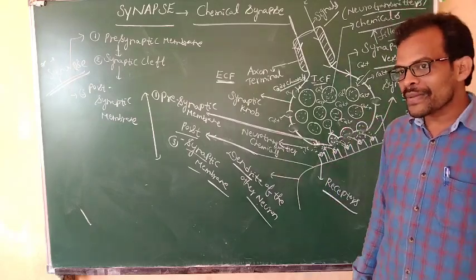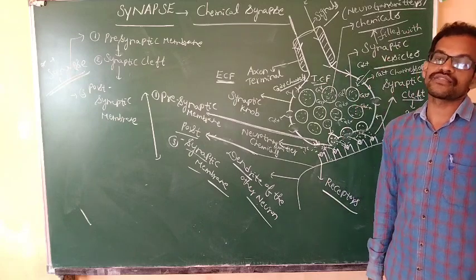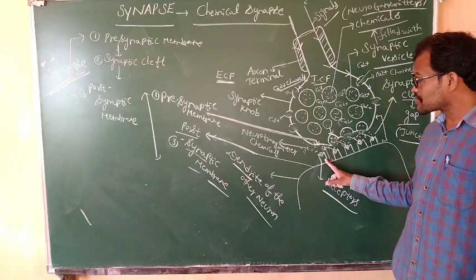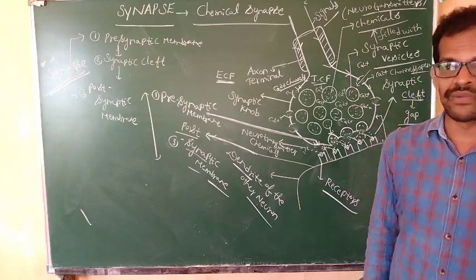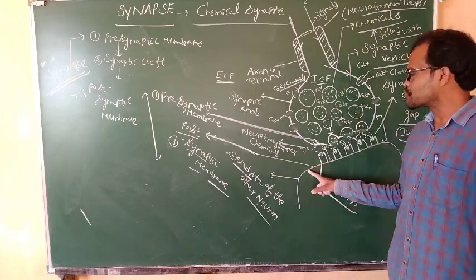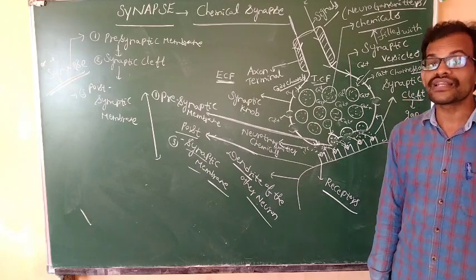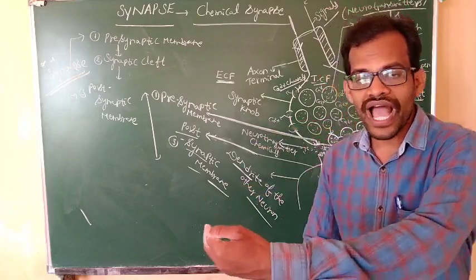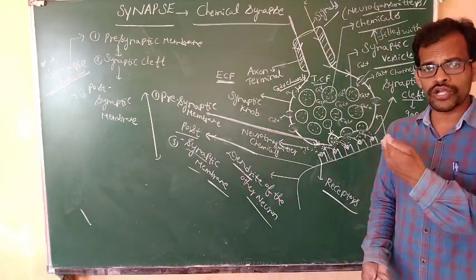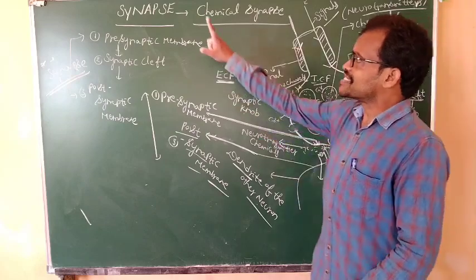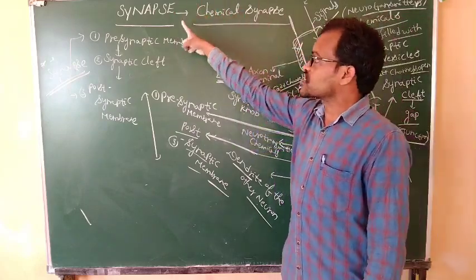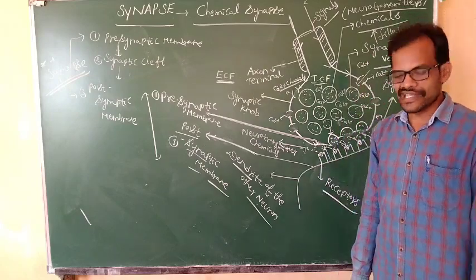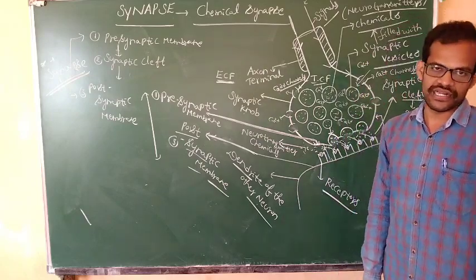The postsynaptic membrane consists of receptors. The particular receptors bind with the neurotransmitter. Whenever this receptor binds with the neurotransmitter chemicals, the signals pass to the other neurons. How do the neurons communicate from one neuron to the other neuron? With the help of synapse, with the help of junction, with the help of chemicals, with the help of electrical signals.